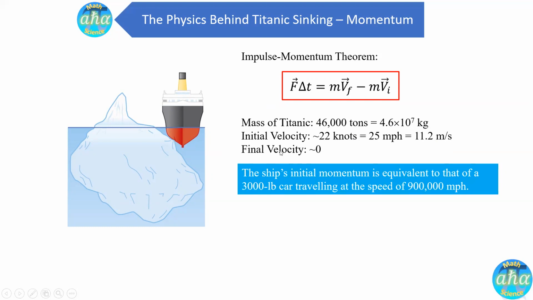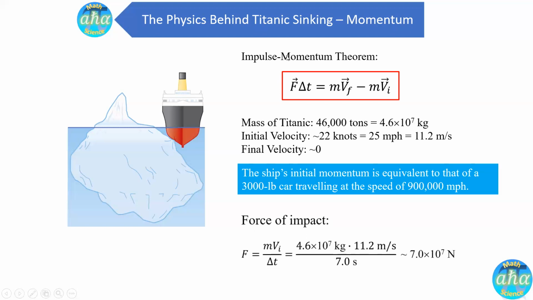Before doing that, I want to make a note that the ship has an enormous initial momentum. It's actually equivalent to that of a 3,000-pound car traveling at a speed of 900,000 miles per hour. That's a huge momentum just due to the sheer mass of the ship.